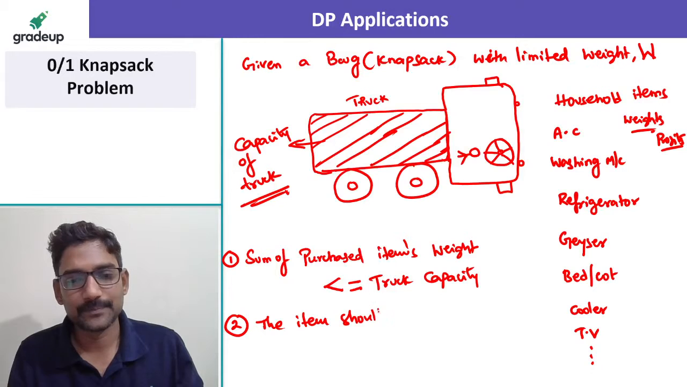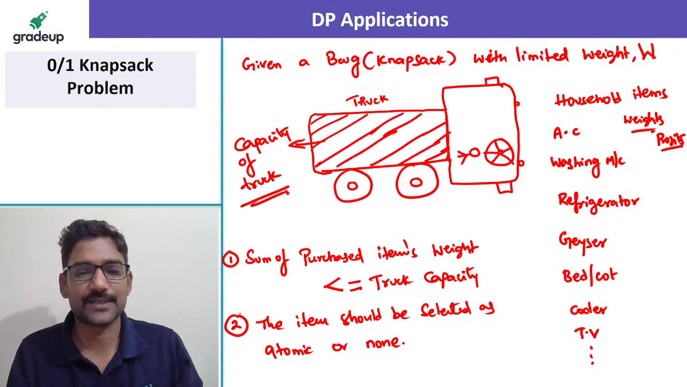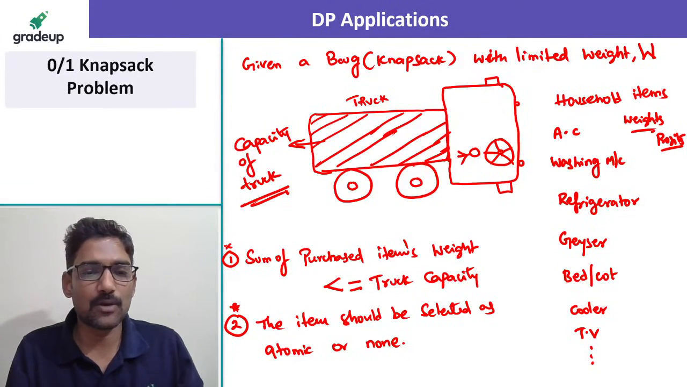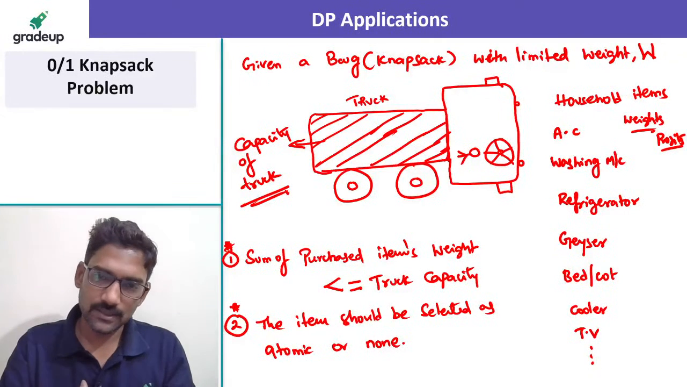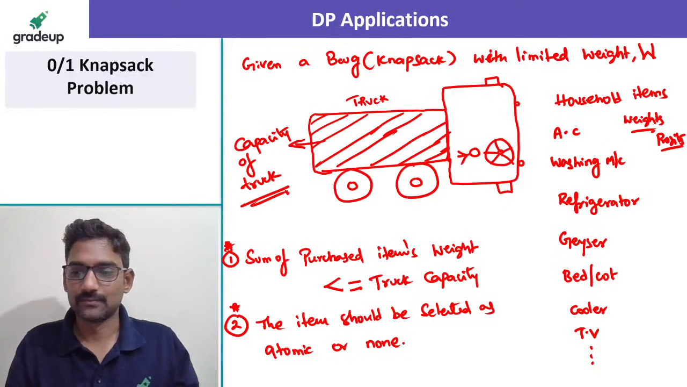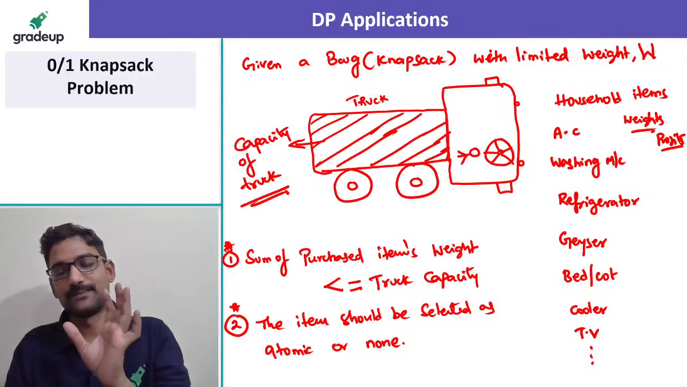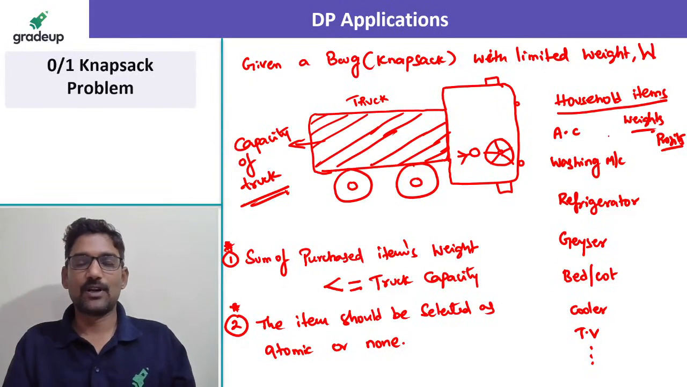So the item should be selected as atomic or none. This is the second constraint. Atomic means as a whole. So either you take it or don't take it. Don't ask for a piece of the item, because it is not possible to break the item and give you a piece.